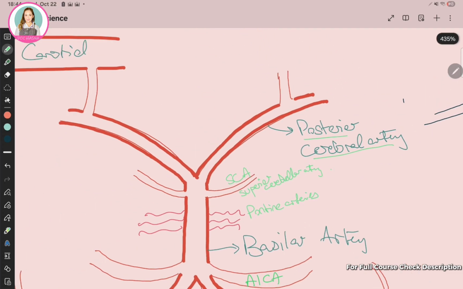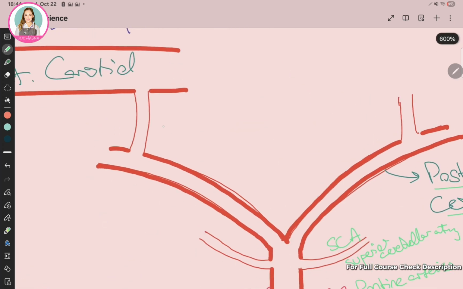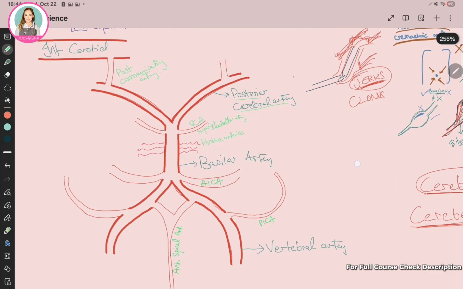So let's name the rest of them as well. So I think we're already done, but just one is left. This is the posterior communicating artery. That's it. It's communicating between 2 different circles. So it's communicating, but it's located posteriorly in the brain, in all these blood supply structures. So it's called posterior. This is the entire blood supply of the brainstem.